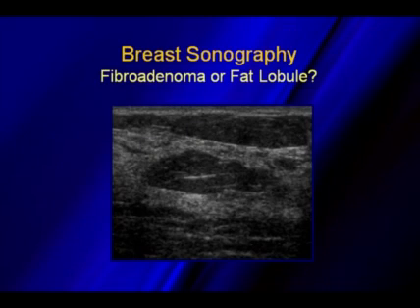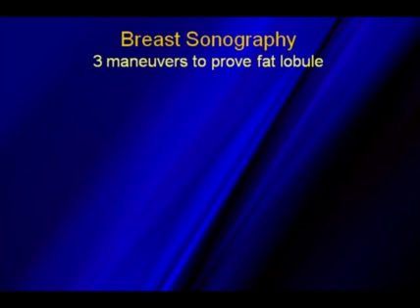Looking at this lesion, is this a fibroadenoma or could this be a trapped fat lobule? Now one thing you'll notice is that fibroadenomas will allow 3 gentle lobulations. This has more than 3 gentle lobulations, so this would be given at least a BI-RADS 4A. I'll show you 3 maneuvers that you can do to try and prove if you possibly could be dealing with a fat lobule versus a fibroadenoma.